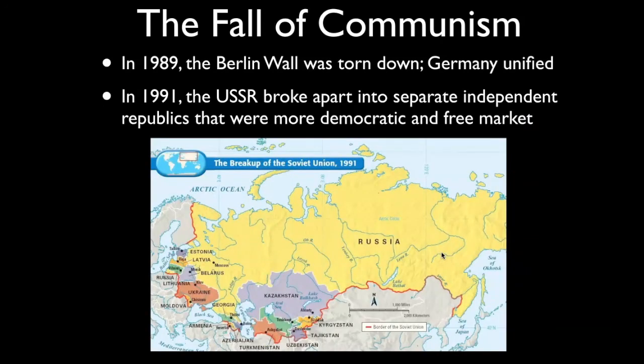Then in 1991, the Soviet Union also experienced a major revolution. The USSR was then broken up into several independent republics that are arguably more democratic and more free. Certainly there are different degrees of that.